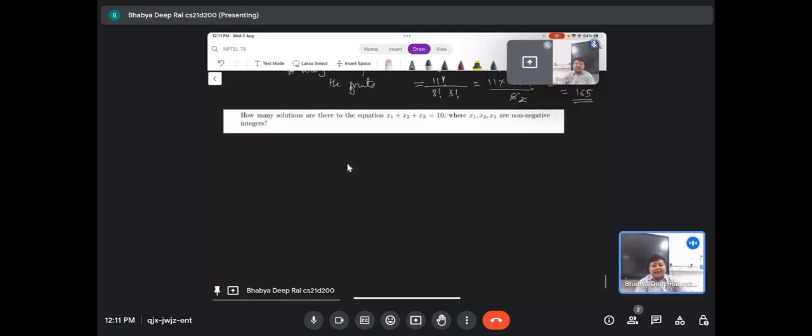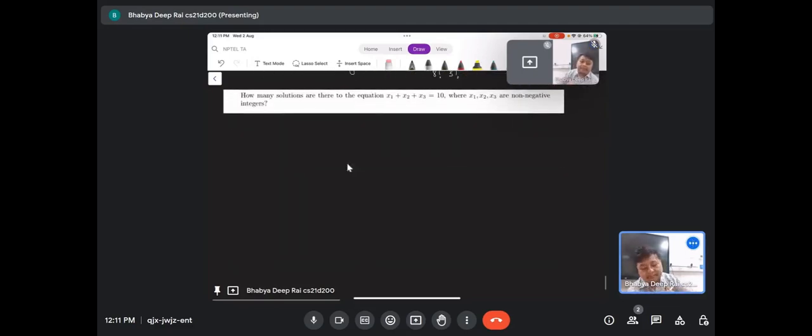Now we look at the final question of the lot. The question is as follows: how many solutions are there to the equation x1 plus x2 plus x3 equals 10, where x1, x2, x3 are non-negative integers? Now think about this question. One hint I can give you is to use the bars method. You must somehow think of what elements you should use and what the partitioning will be.